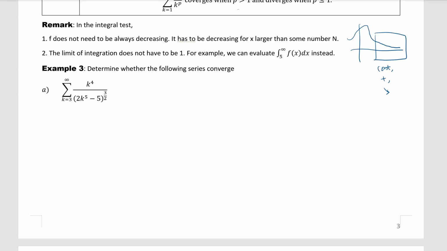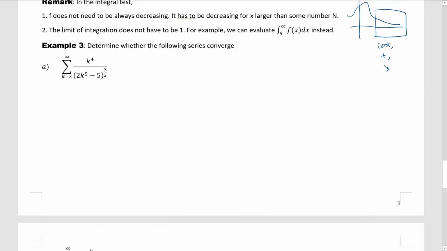All right, so let's see how we use the integral test to determine whether the following series converges or diverges. First of all, I would start by computing the limit of the sequence. That's always the case. So first, let's compute the limit of the sequence. What's the limit of the sequence? Well, we look at the dominant terms.